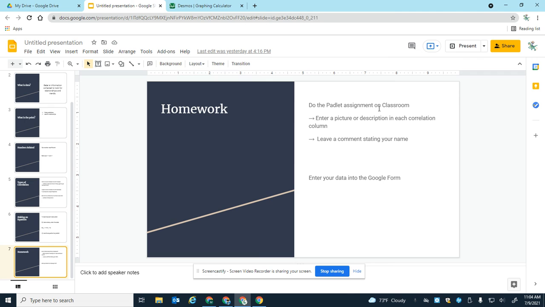Homework. There's a Padlet assignment on Classroom. It's a Padlet assignment in which we talked about correlation. I did a category for positive correlation, a category for negative correlation, and a category for zero correlation. Please put an example for each. It can be a picture, it can be a description. Show me that you understand a positive correlation, a negative correlation, and a zero correlation.